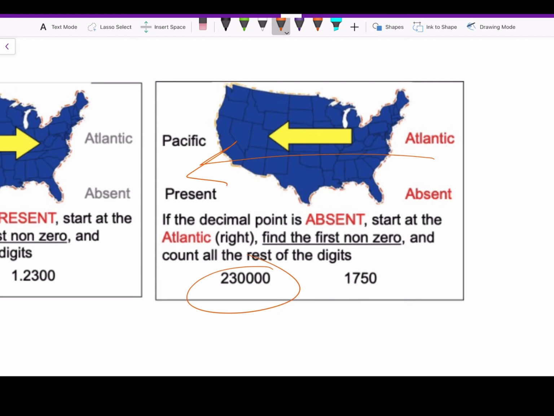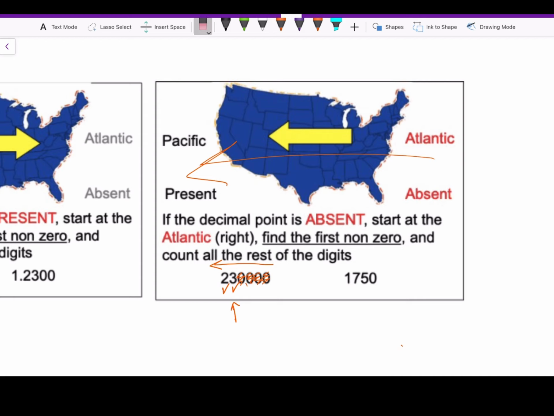Let's talk about our first one here. So we have 230,000. The decimal point is absent, we start Atlantic and move our way in. So we're going to count again with the first non-zero. That's where we start our counting. 0, 0, 0, 0. Aha, here's where we start counting. So this one only has 2 significant figures. So 230,000 has 2 sig figs.